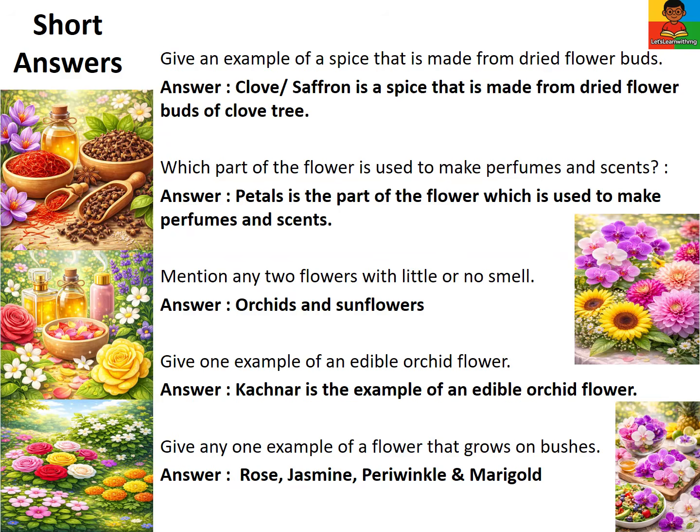Mention any two flowers with little or no smell. Answer, orchids and sunflowers. Give one example of an edible orchid flower. Answer, kachnar. Give any one example of a flower that grows on bushes. Answer, rose, jasmine, periwinkle, or marigold.